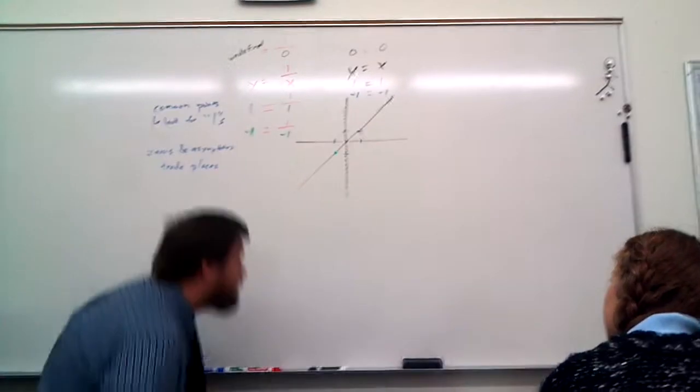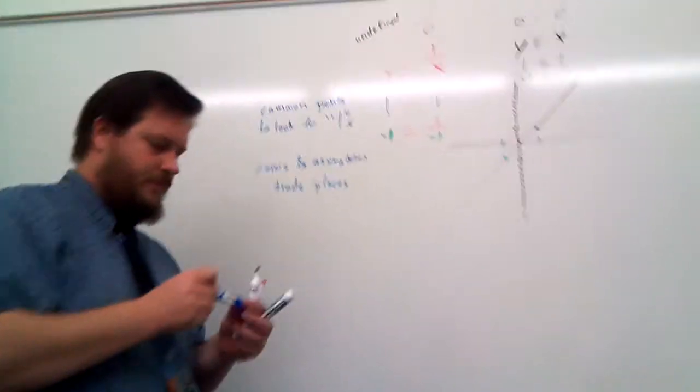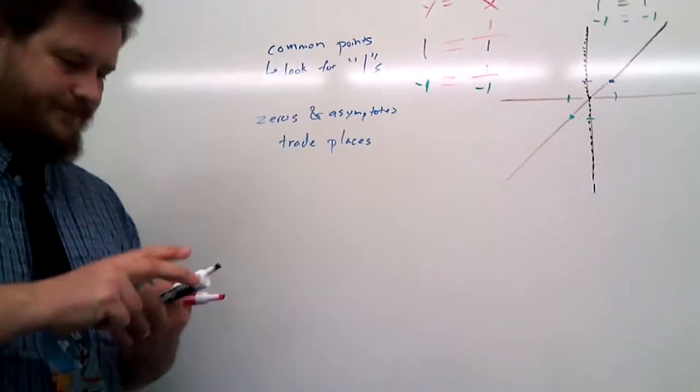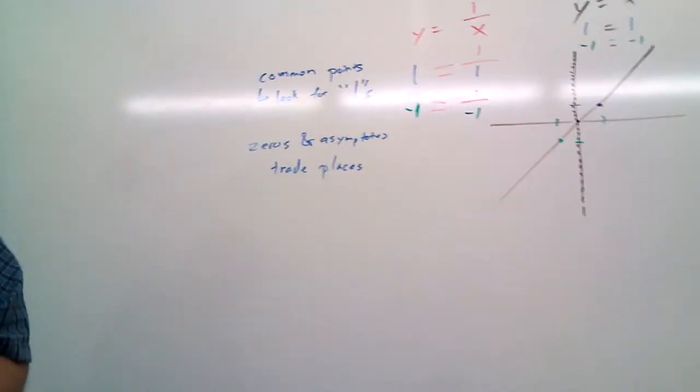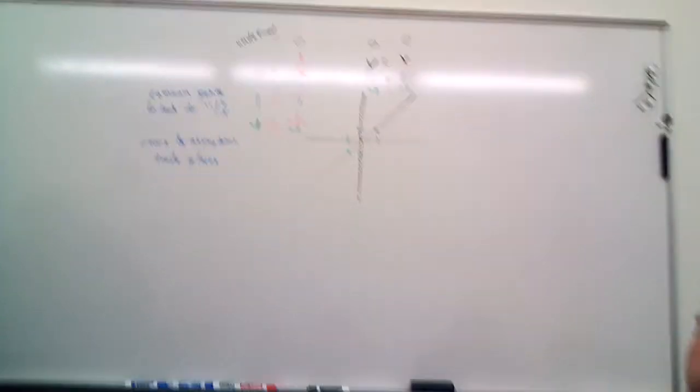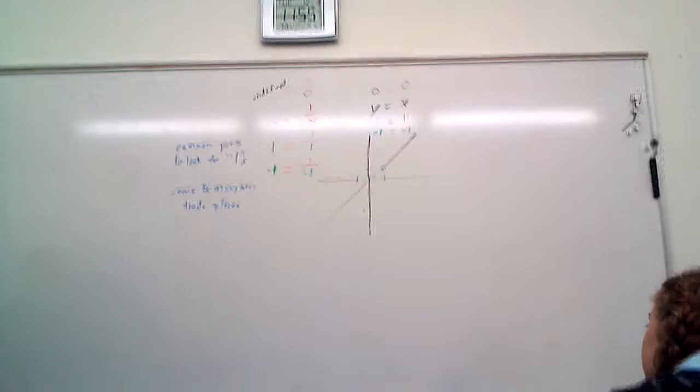What's an asymptote? One of these dotted lines where the function does not exist. Asymptotes. There we go. And need a new red.